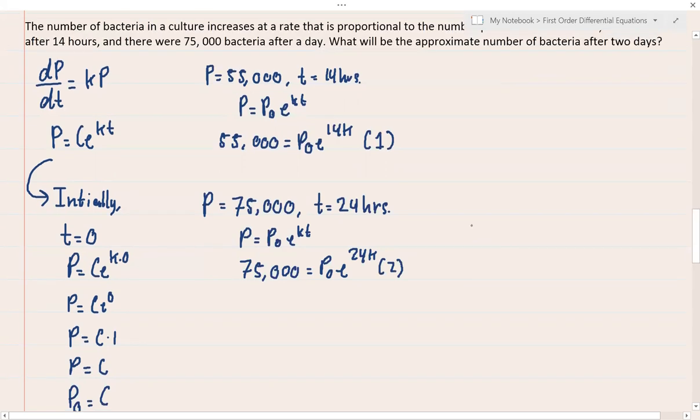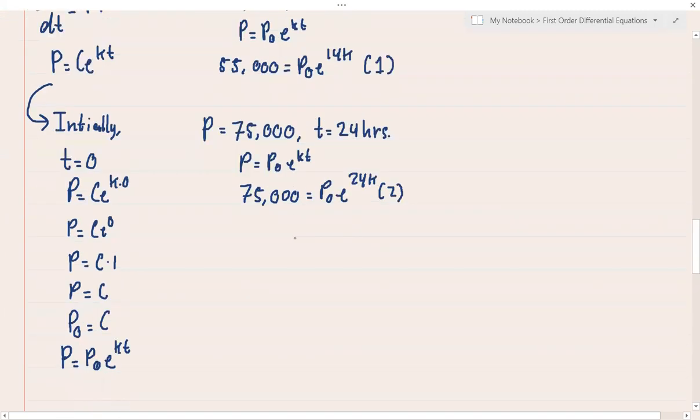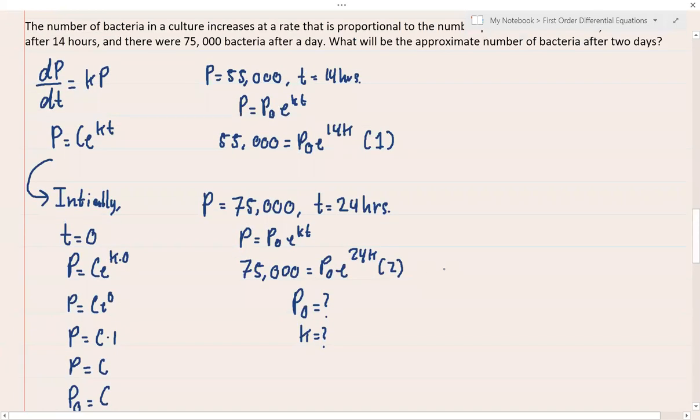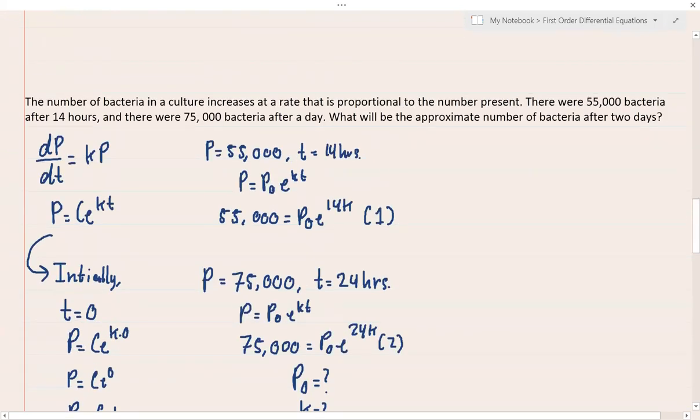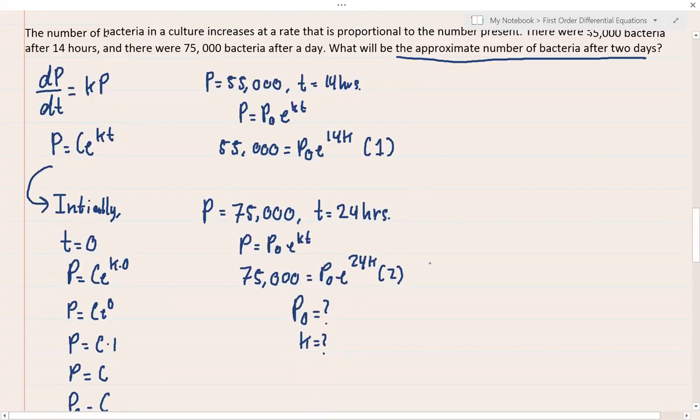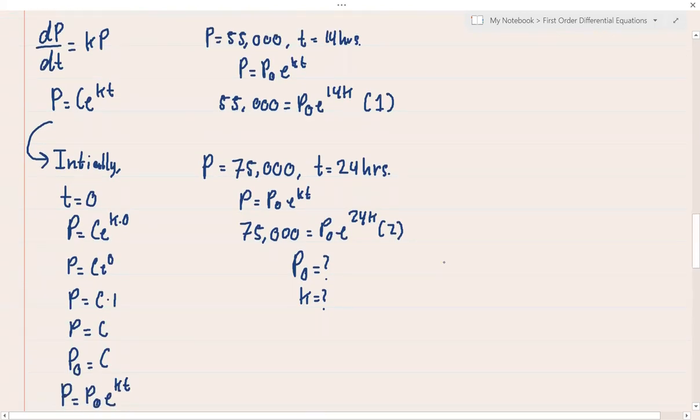So bakit may first equation at second equation pa? What's the purpose? Ang purpose nun, para hanapin natin si initial P at saka si K. Okay? Yan ang goal natin. Let's find our initial P and our K. Okay? Hanapin natin yan. Para after we find it, we can now get the approximate number of bacteria after 2 days. So anong method na gagamitin ko rito?